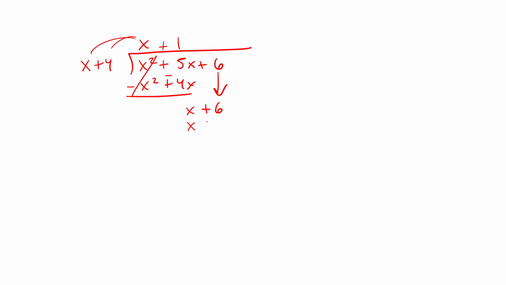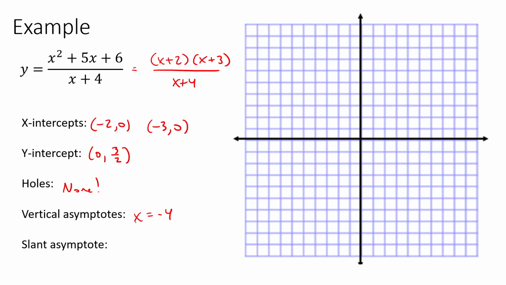It doesn't matter what I get down here, because I'm going to get some remainder that I don't care about. And so I can just ignore that, and I'm good. As long as I get a linear equation, I can stop. You just throw away the remainder. And so we know it's going to be y equals x plus 1. Okay, we go to our graph.